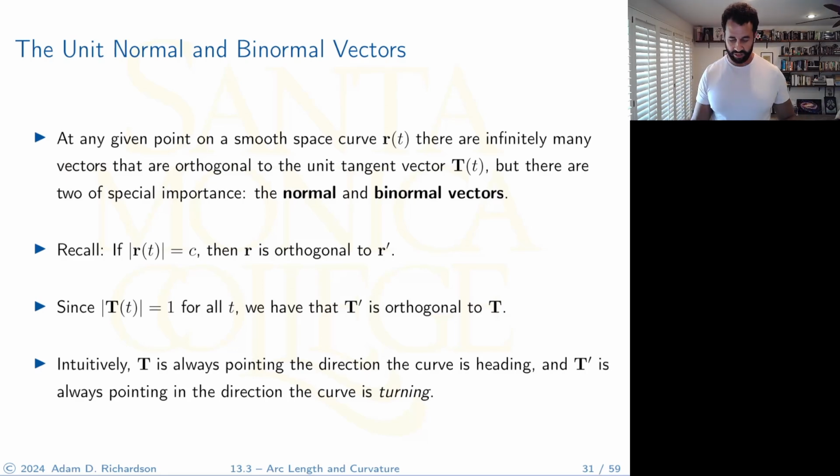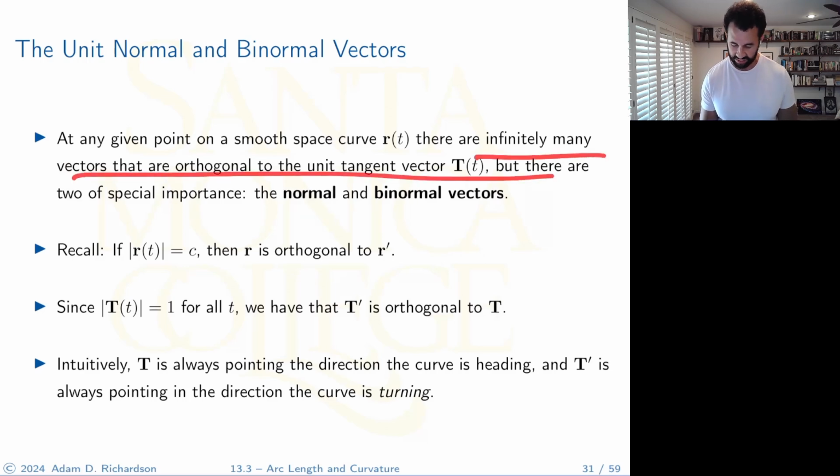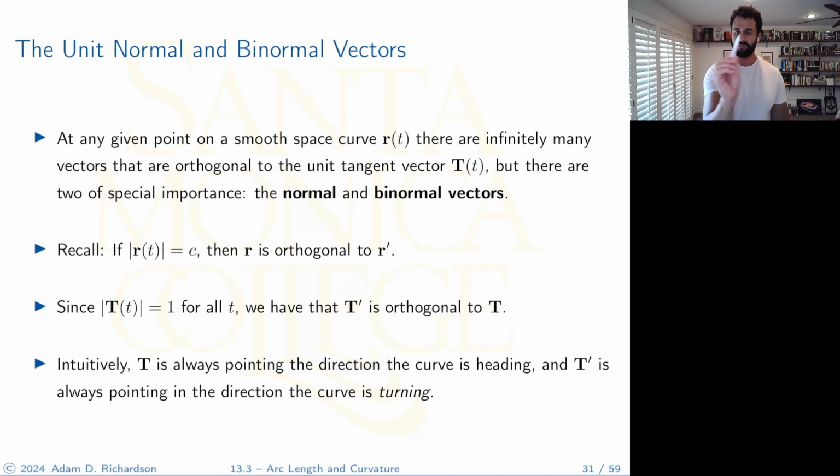So at any point on a smooth space curve, there are infinitely many vectors that are orthogonal to the unit tangent vector. So think about this for a second. If you've got a unit tangent vector traveling along a space curve, there are infinitely many vectors orthogonal to it. So maybe if I imagine my finger here is the tangent vector, well, if we wanted to find a vector that was orthogonal to it, here's one of them, my thumb. But there are many others, because if I twist my hand, my finger is still the unit tangent vector, but my thumb is moving around. So there are infinitely many of these vectors that are perpendicular to my finger, the tangent vector.